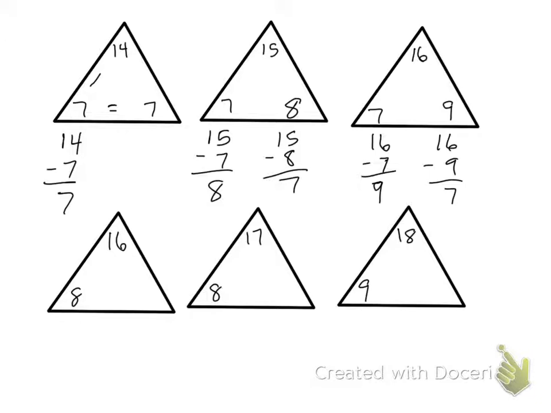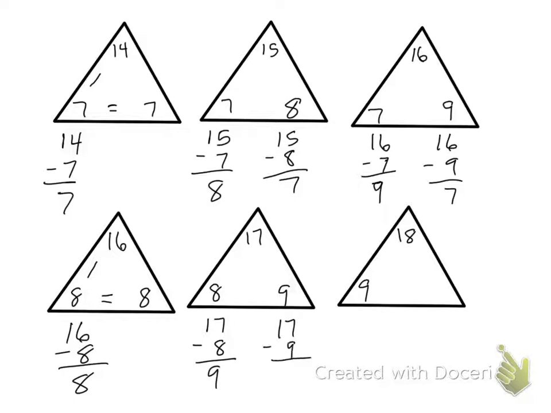And now let's switch to the 8s. So these are the only fact families we haven't done so far. I know that 8 plus 8 equals 16, which means that 16 minus 8 equals 8. Okay, 8 plus 9 is 17, so 17 minus 8 equals 9, and 17 minus 9 equals 8.